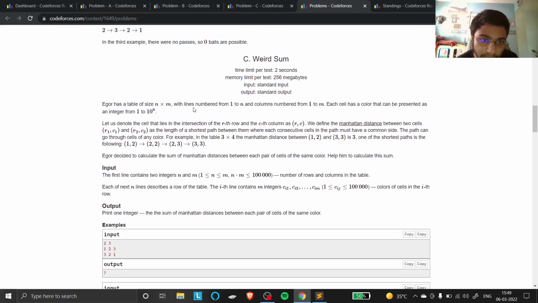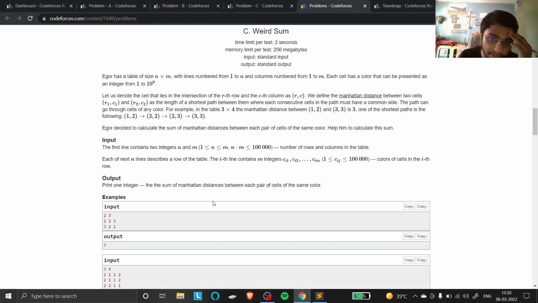Eager has a table of size n cross m. Each cell has a color that can be represented as an integer from 1 to 10 raised to the power 9. We define the Manhattan distance between two cells as the length of the shortest path between them, where each pair of consecutive cells in the path must share a common side. The path can go through cells of any color. I think this is also from graph only.